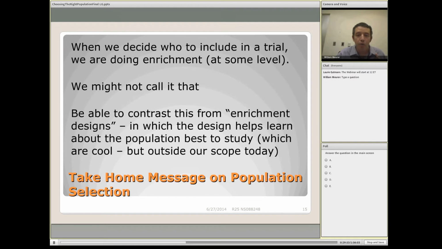The whole general concept of enrichment in clinical trial design in general, I just want to take a step back and contrast that from the idea of enrichment designs. These are very cool and may be appropriate to some early phase studies in which the design actually helps you learn about the population that's best to study. For example, you're studying a new treatment of stroke. The design can prospectively pick, we should be treating patients with an NIH stroke scale between 5 and 15 who are arriving between 2 and 4 hours of treatment, as those are the most likely ones to respond to this treatment.